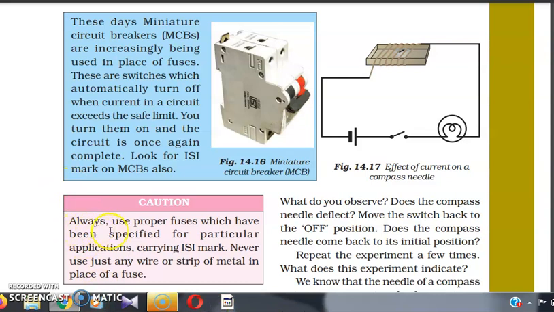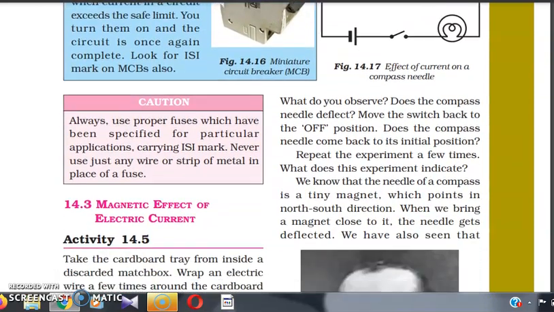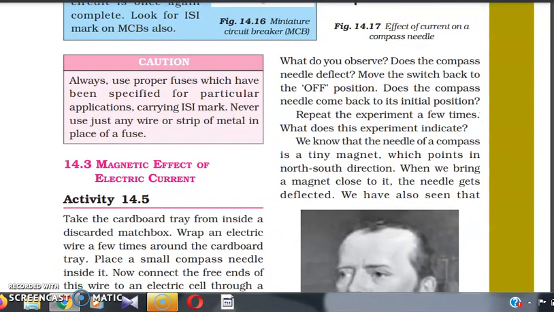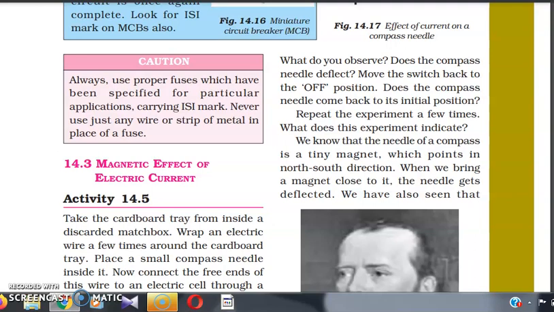Caution: always use proper fuses which have been specified for particular applications carrying ISI mark. Never use just any wire or strip of metal in place of a fuse. That may not serve our purpose and we may not get what we are actually using the fuse for. That means safety and protection.